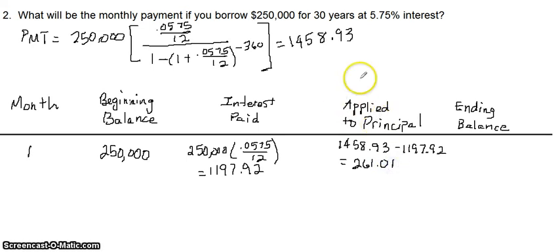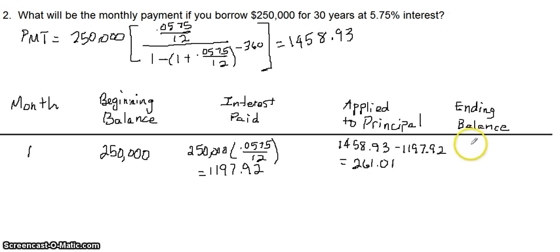So it's kind of depressing. You send the bank $1458.93, and almost all of it is interest. But that changes over time, and toward the end of the loan, the balance changes to where you have more principal per month than interest paid.